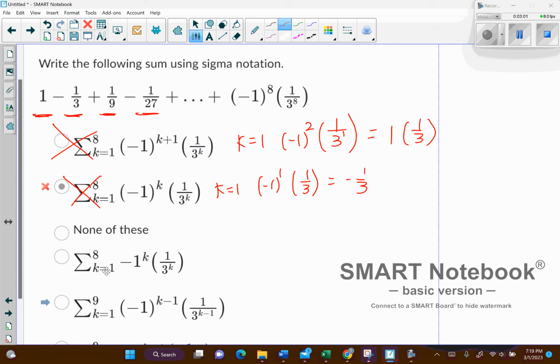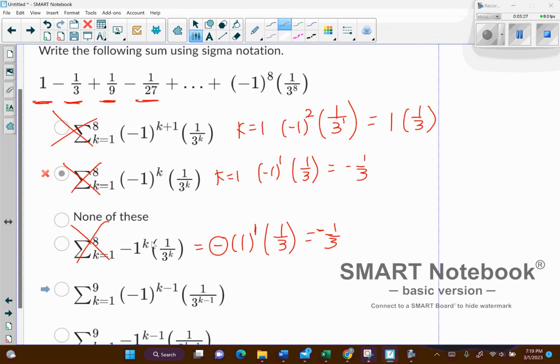Let's see this next one down here. If I plug in 1, the only difference is that the negative gets applied after the fact. So you have negative and then just 1 to the power of 1 times 1/3, once you plug in the 1 right there for that power. And that would turn into negative 1/3, because of the negative out front. But still, not what I wanted. So apparently, this next one's supposed to be the correct one.